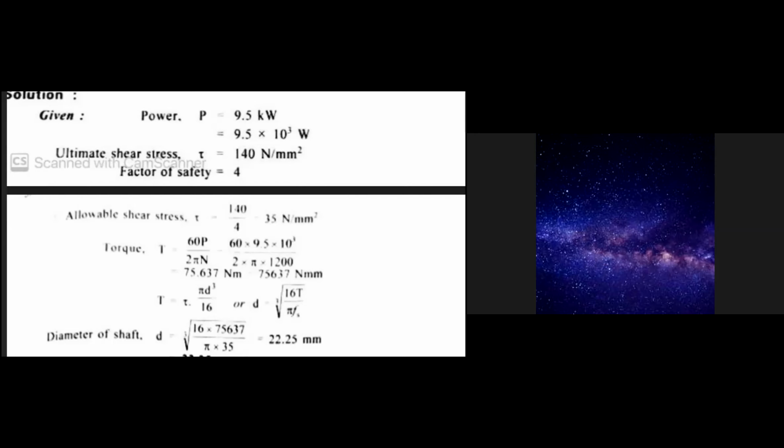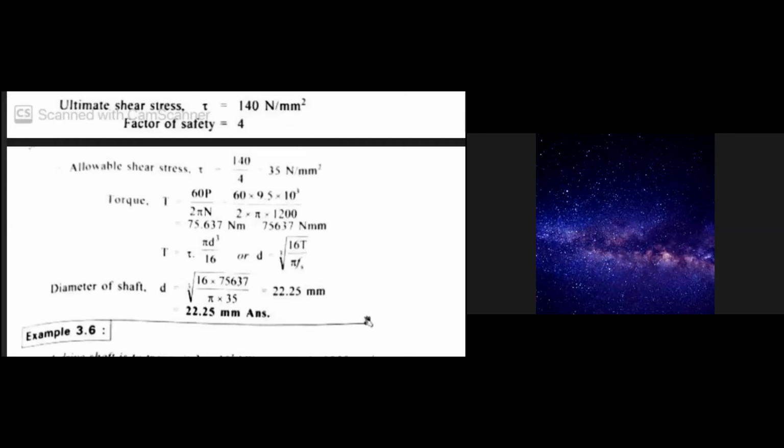And next, I have to find the diameter of the shaft. We know that the torque transmitted by the shaft, capital T, is equal to tau into pi d cube by 16. So from that, D equal to cube root of 16 capital T by pi into tau. So substitute the values. That is 16 into 75637 by pi into 35. After simplifying, we'll get the diameter of the shaft as 22.25 mm.